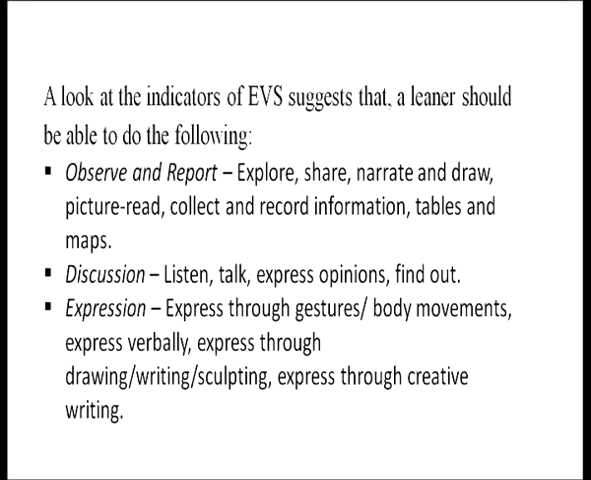So if we look at the indicators of EVS, this suggests that a learner should be able to do several things. For instance, he should be able to observe and report. When I say this, I mean the child should be able to explore, share, narrate, draw. He should be able to read pictures, interpret pictures. He should be able to collect information, record information, read tables, read maps. Map reading is a very important skill for children because today we talk about maps a lot in our daily life.